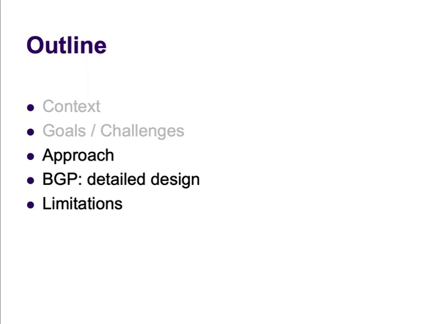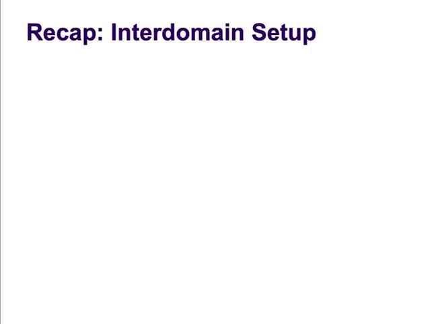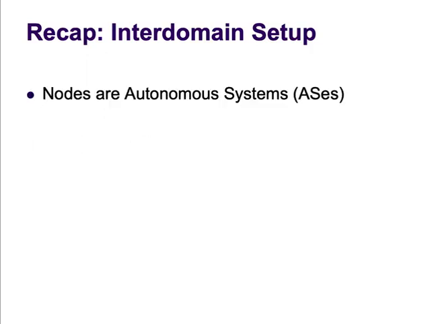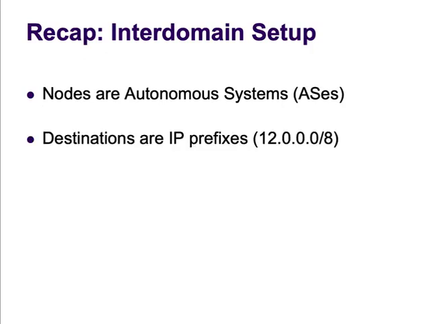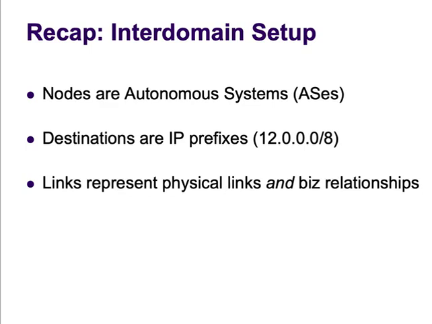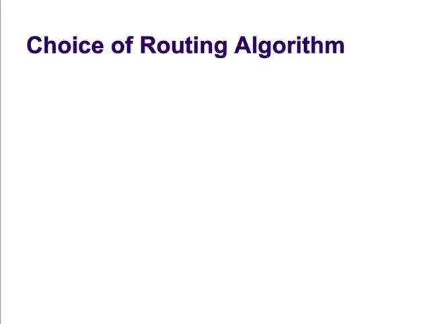Okay, let's actually design interdomain routing now. A quick recap of our setup: we have a graph. Nodes in the graph are ASs. Destinations are IP prefixes, and links represent both physical links and business relationships. And we've talked about what kinds of paths we like, routing follows money kinds of paths and so on. Let's talk about how we actually implement that.